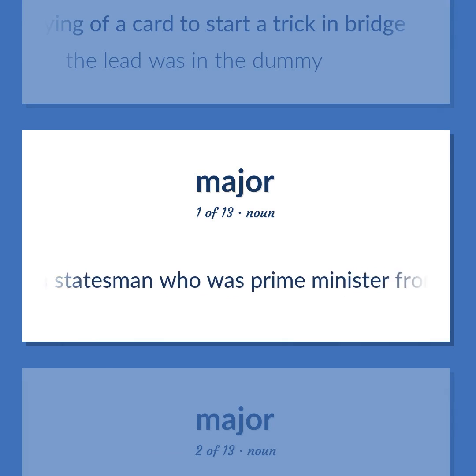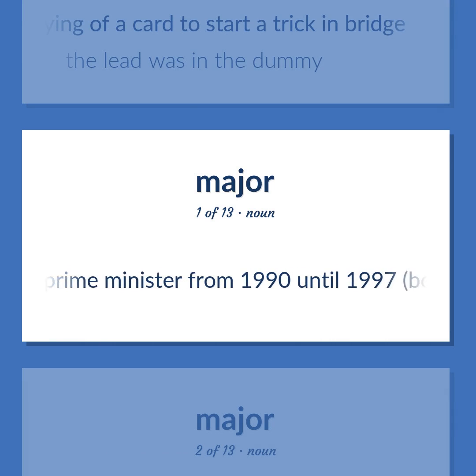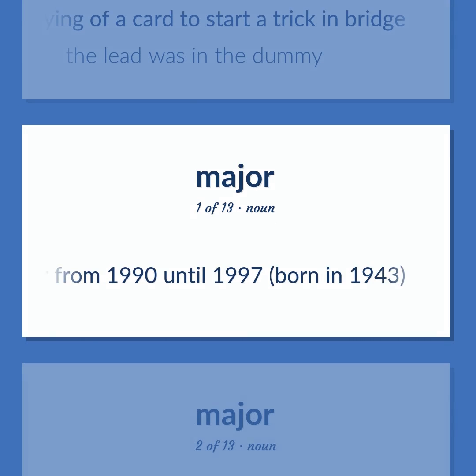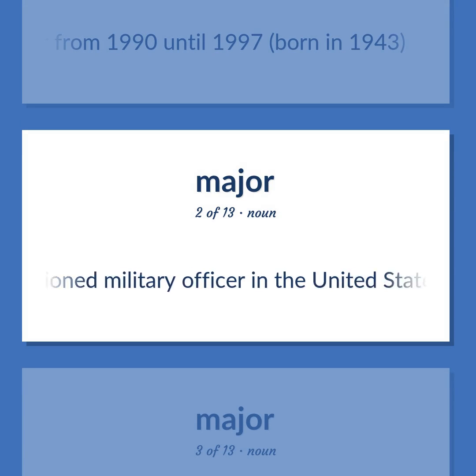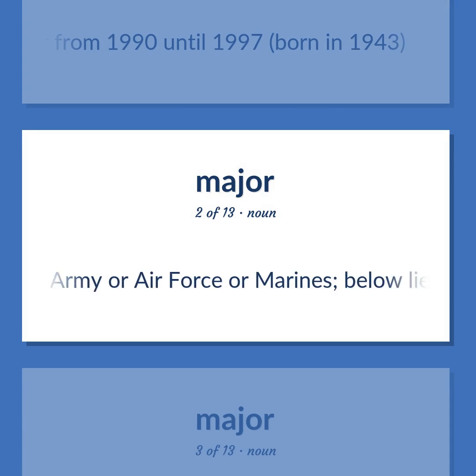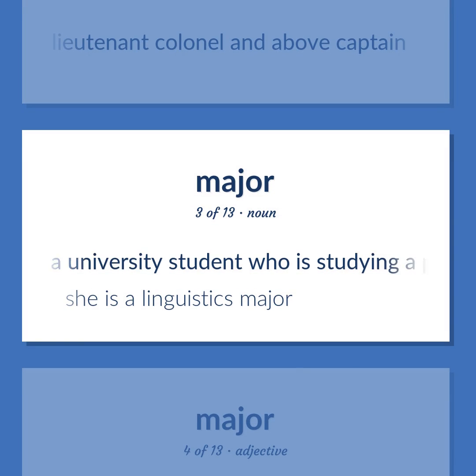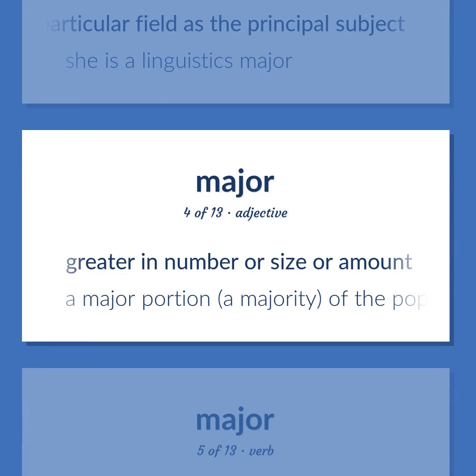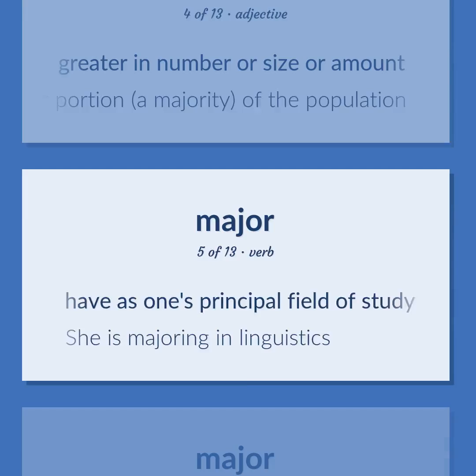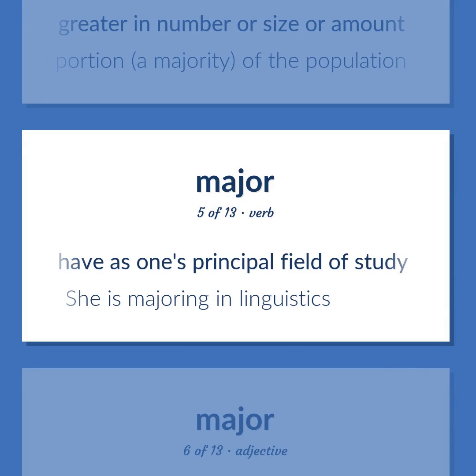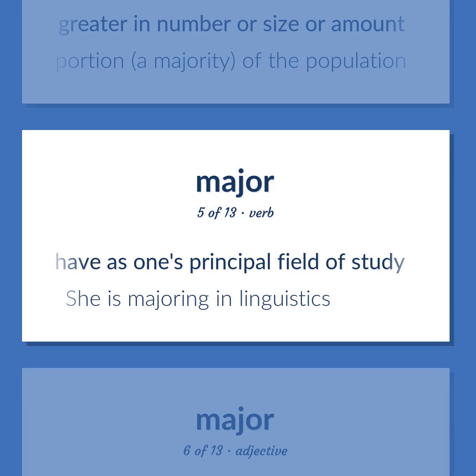British statesman who was Prime Minister from 1990 until 1997, born in 1943. A commissioned military officer in the United States Army or Air Force or Marines, below Lieutenant Colonel and above Captain. A university student who is studying a particular field as the principal subject. She is a linguistics major. Greater in number or size or amount. A major portion, a majority, of the population. Have as one's principal field of study. She is majoring in linguistics.